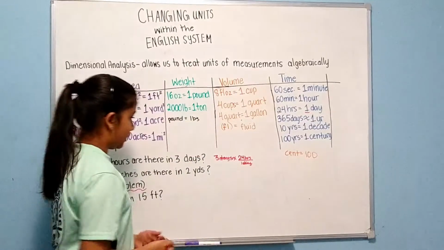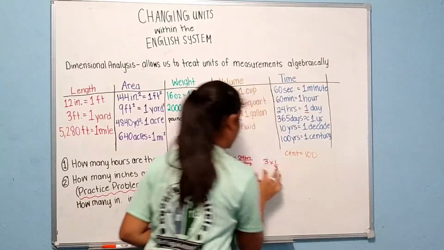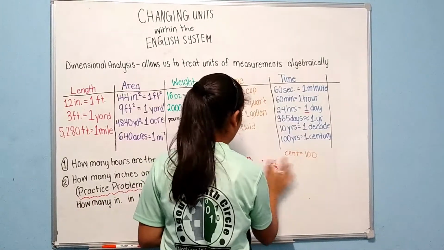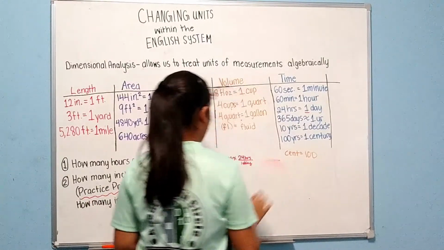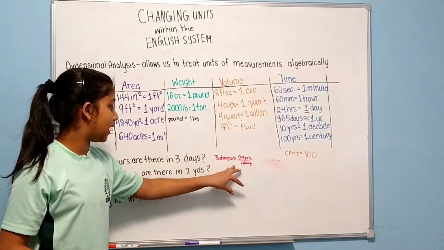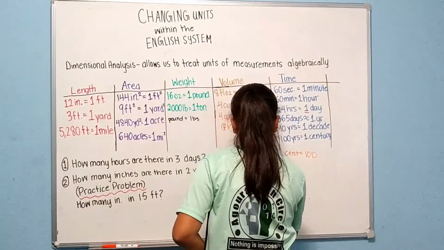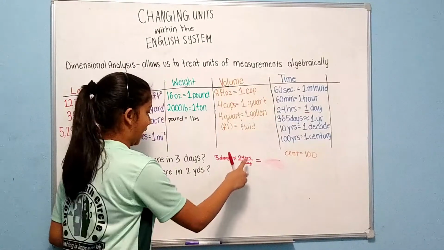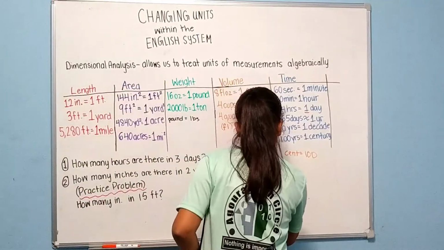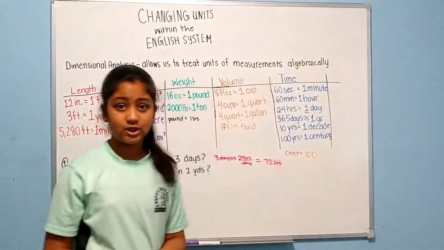We can always cross out units if they're the same, or we can simplify. After we do this, we have left 3 times 24 hours. So we just do 24 times 3. Since there are no other units except for hours, we have 72 hours, since 24 times 3 is 72.